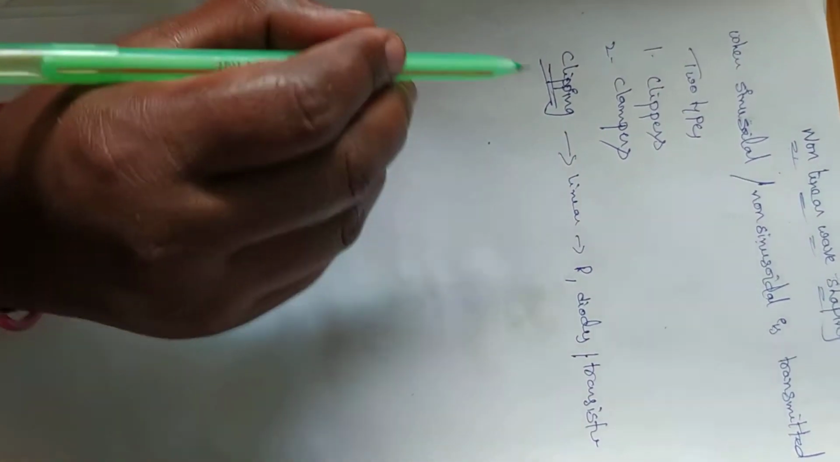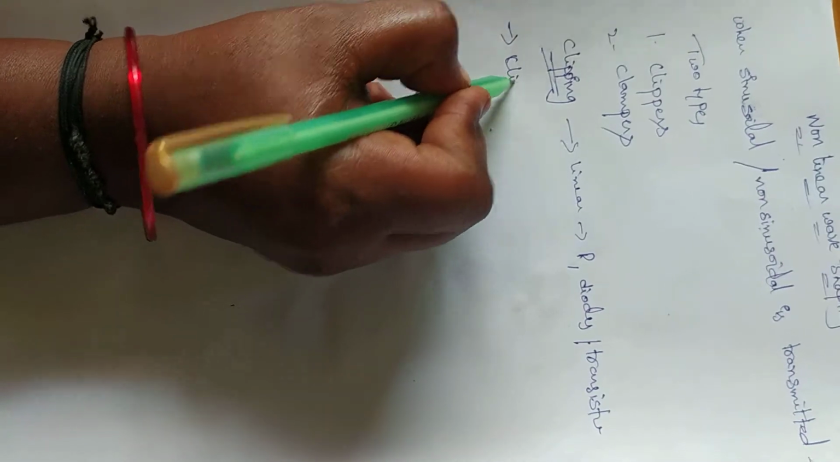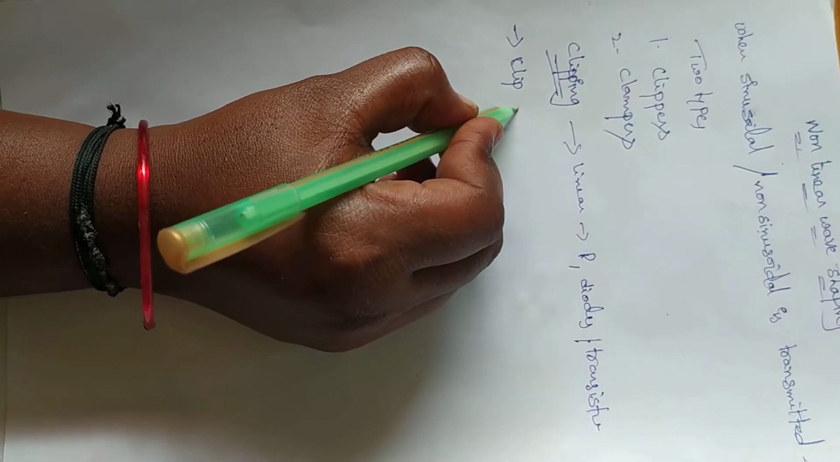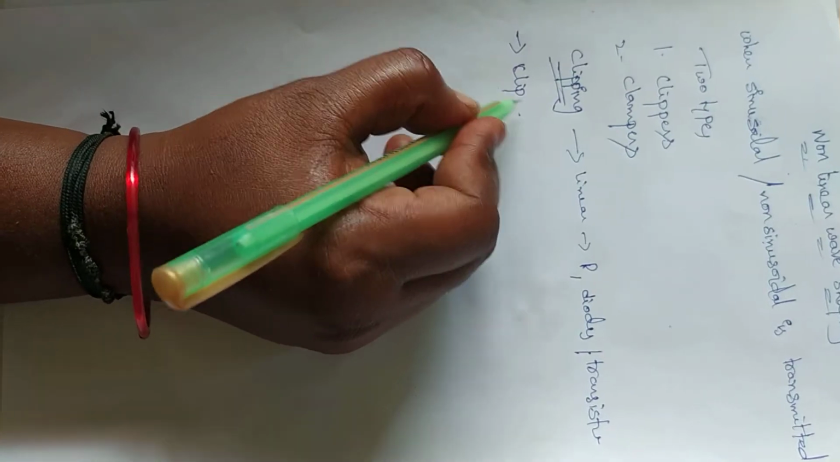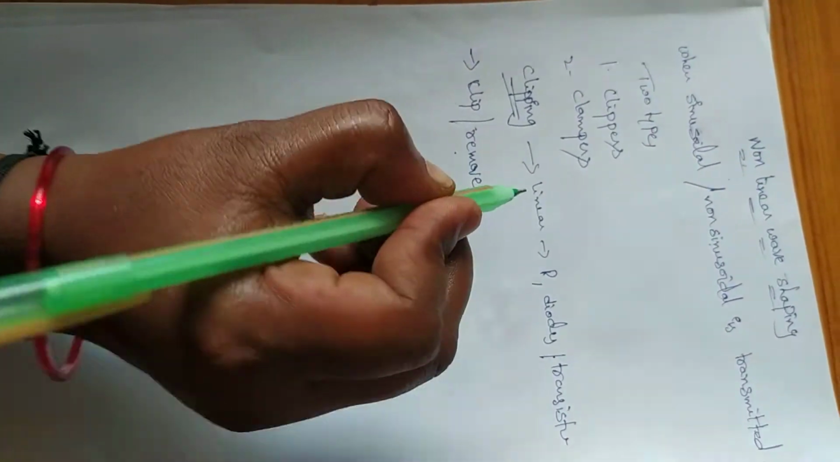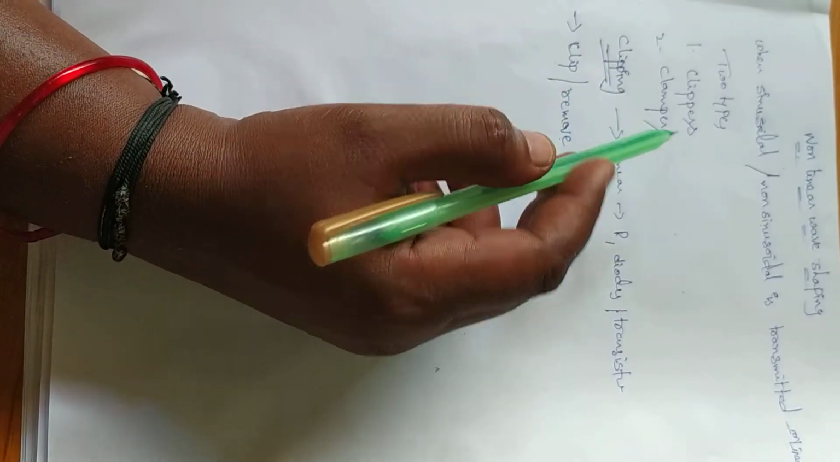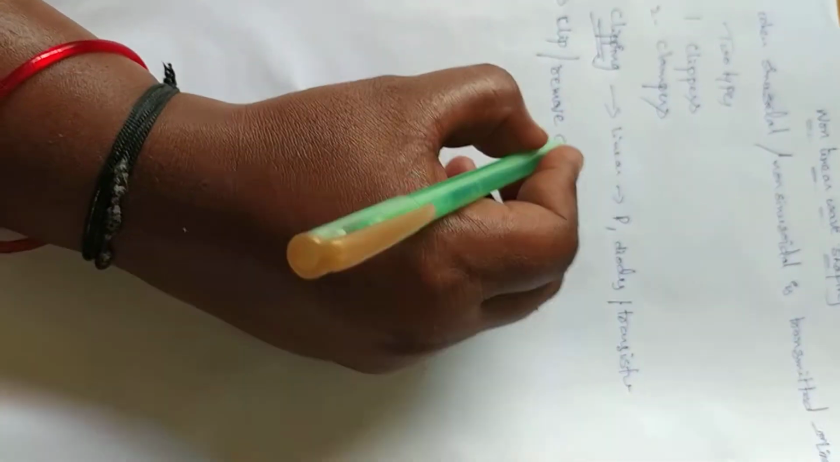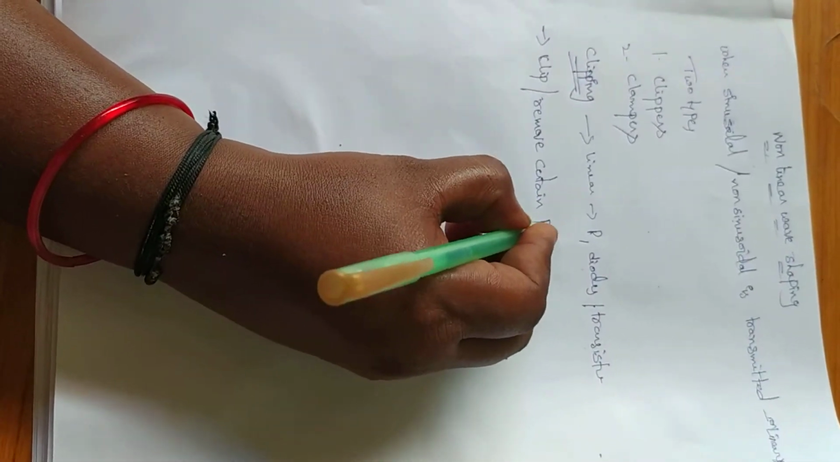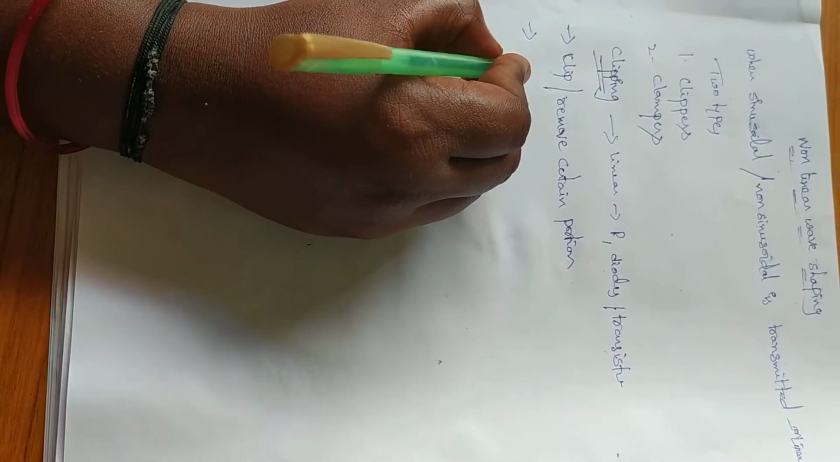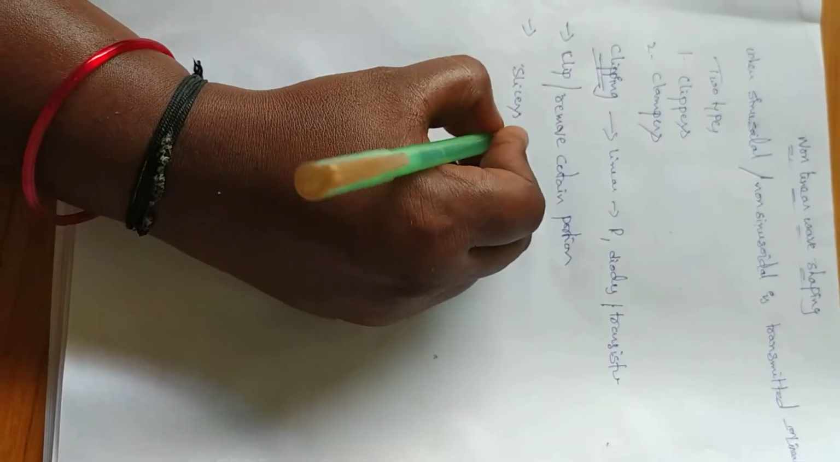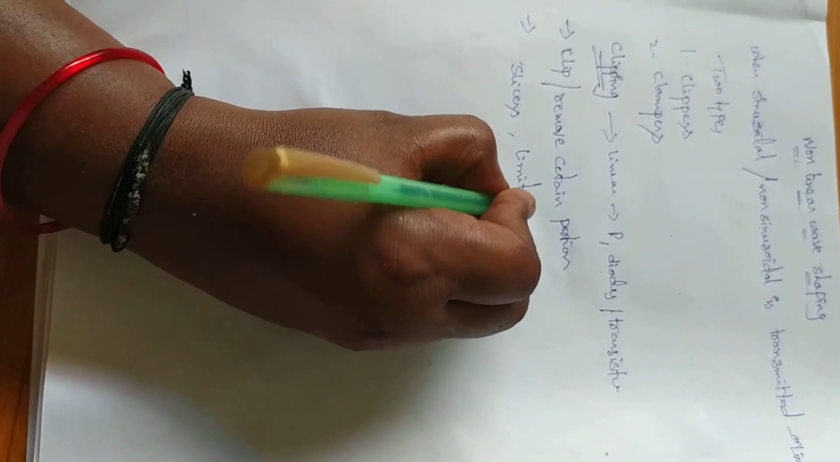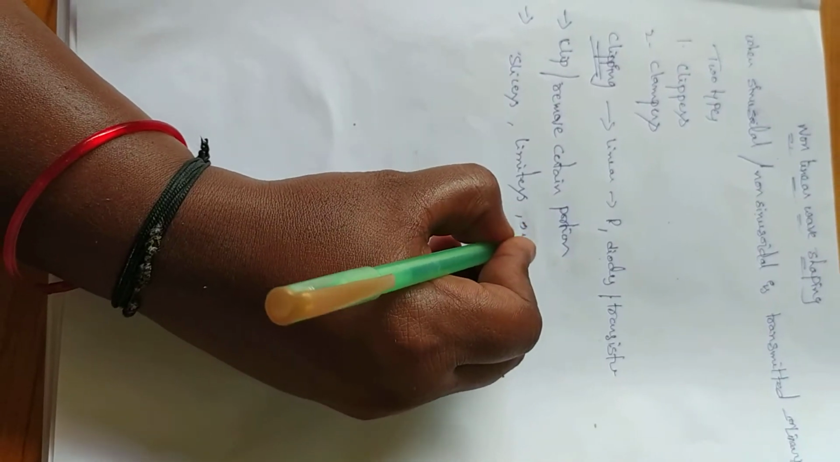Clipping circuits are made up of linear elements like resistors and non-linear elements like diodes and transistors. They can clip, or remove, a certain portion of an arbitrary waveform. They are also called slicers, limiters, and amplitude selectors.